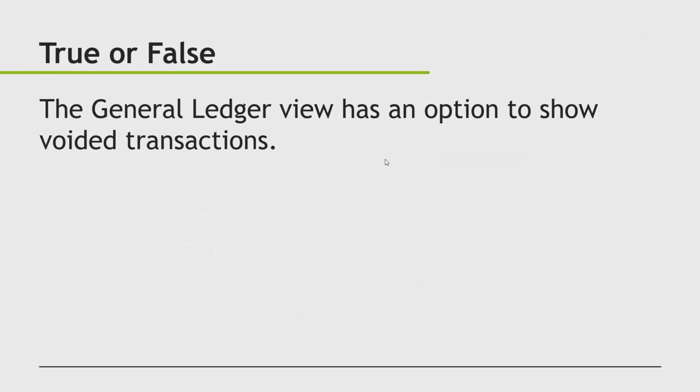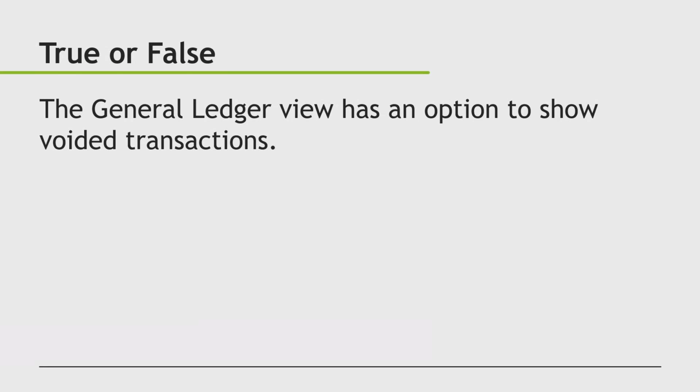So starting off here with this first question, true or false, the general ledger view has an option to show voided transactions. So thinking back to that general ledger view I talked about way back at the start of today's training, is there a way to view voided transactions within that view? I'm going to give everyone a few moments here to send in your reply to that question. See, people are voting here. I'm going to give you just another moment or two to respond.